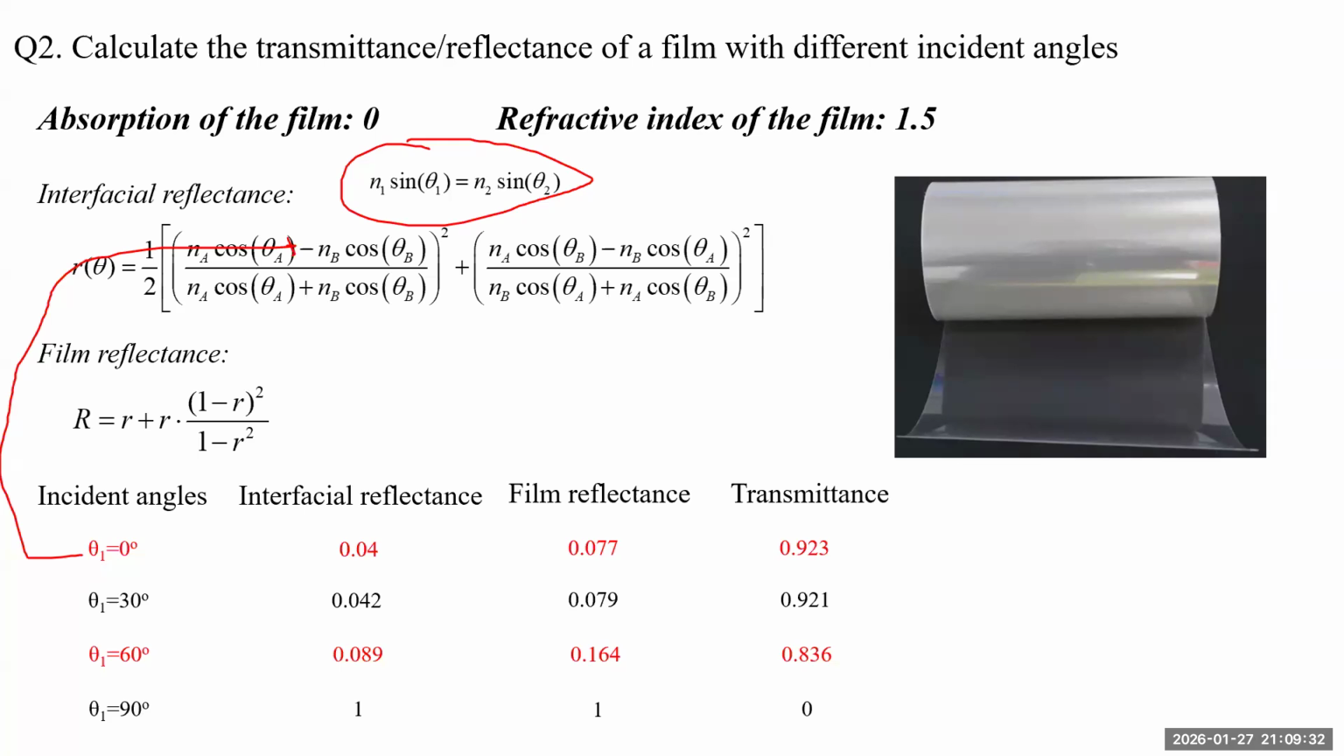You can remember it, and the refractive index of the air is always equal to 1.